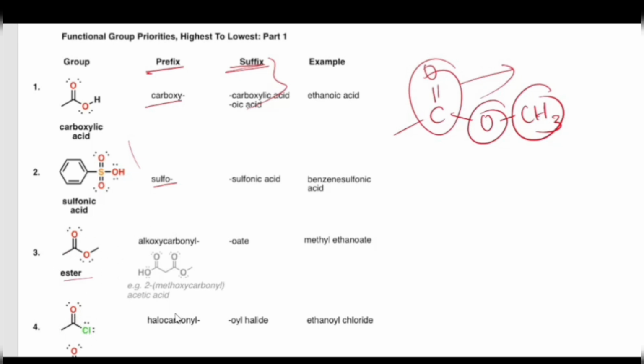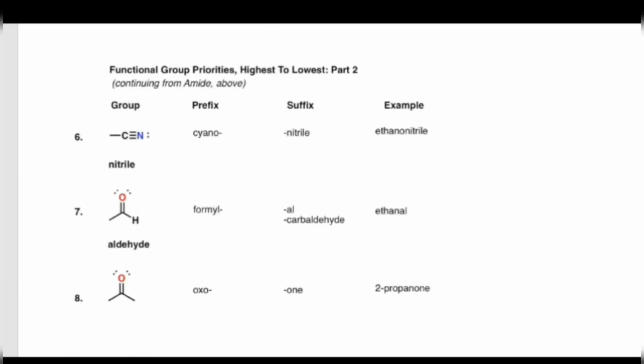In case of acid halide, we will use halocarbonyl. In this case, if chlorine is attached, we will call it chlorocarbonyl. This is chloro and this is carbonyl, like that. And then for cyanides, we will use cyano as the prefix. For aldehydes, we will use formyl.